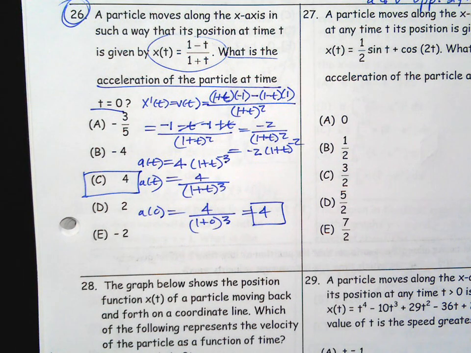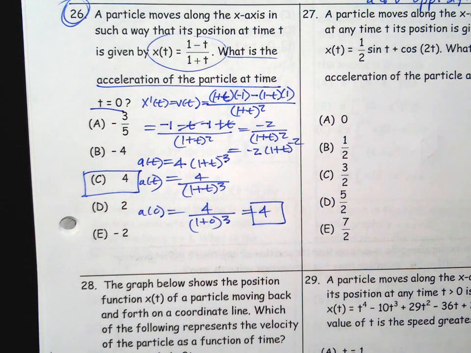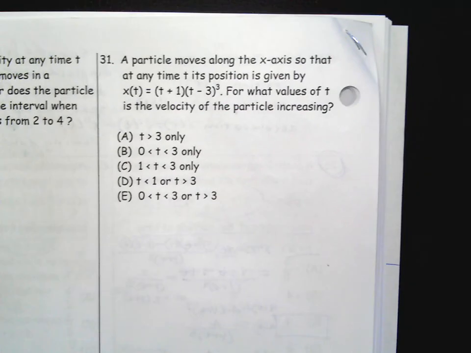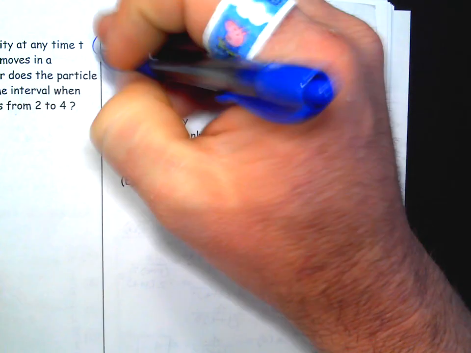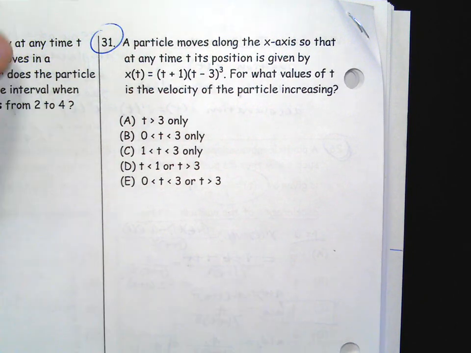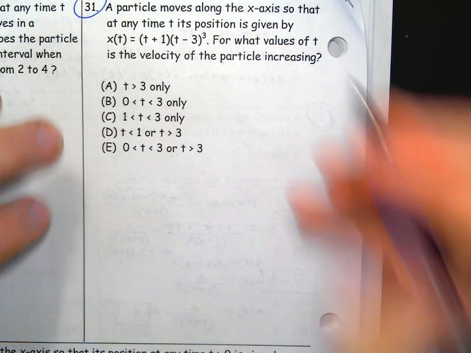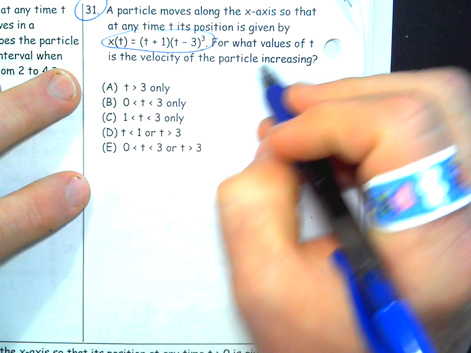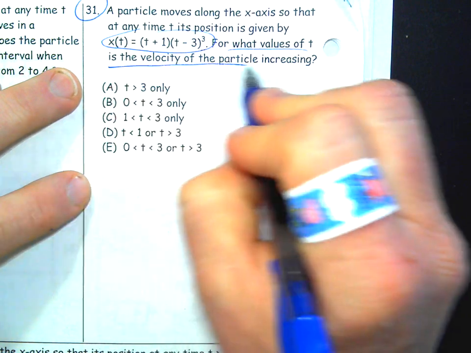I'm going to let you guys try the next ones on your own, but let's do one more together on the last page. So why don't you guys pause the video and try 31. Okay, and then you guys will do the rest. That'll be the end of the video. Particle moves along the x-axis. They're giving you that. For what values is the velocity of the particle increasing?